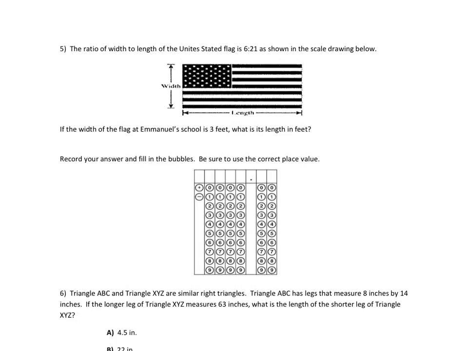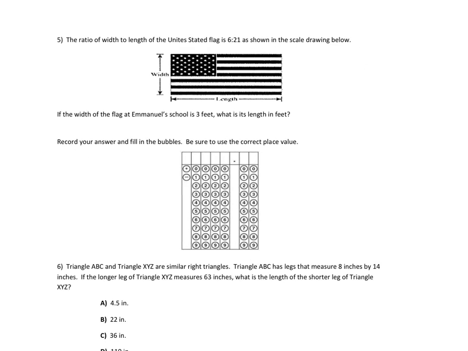Okay, number 5. The ratio of the width to length of the United States flag is 6 to 21. There's your important information. Shown in the scale drawing below. If the width of the flag, if a manual school is 3 feet, what is the length? Okay, we're going to do a WKU, guys.